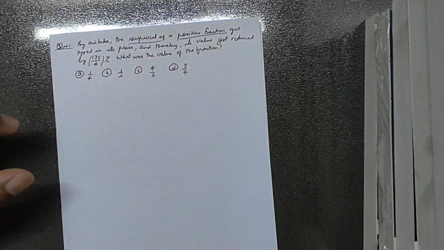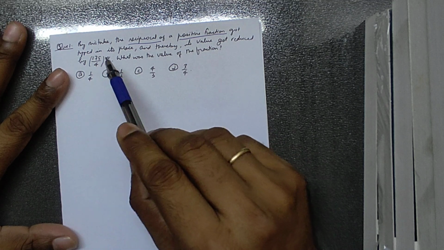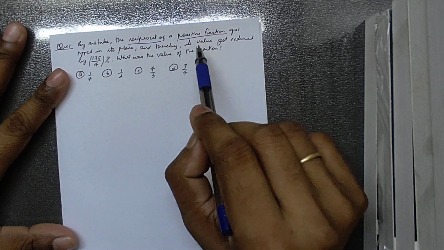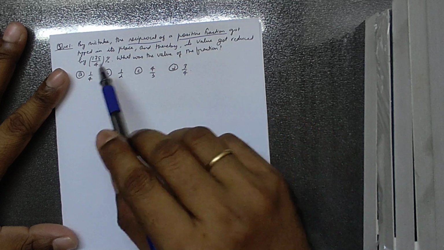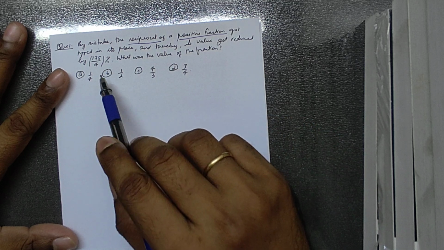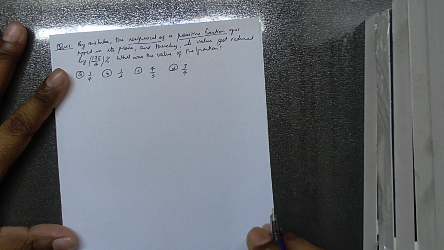Let us now have a look at the first question from percentage module. Let us read the question first. The question says that by mistake the reciprocal of a positive fraction got typed in its place and thereby its value got reduced by 175 upon 4%. Now we need to find out what was the value of the original fraction.